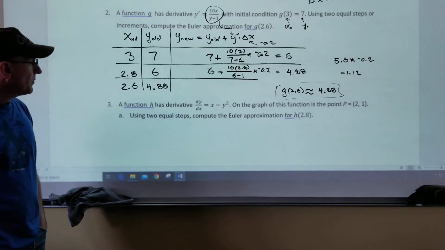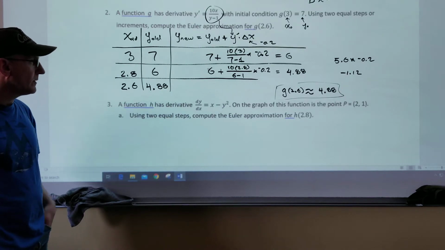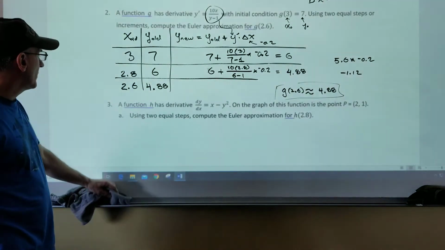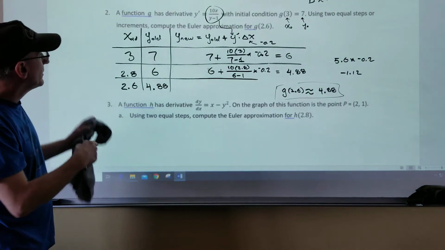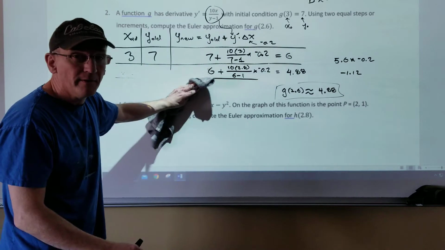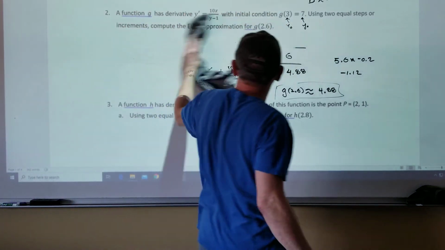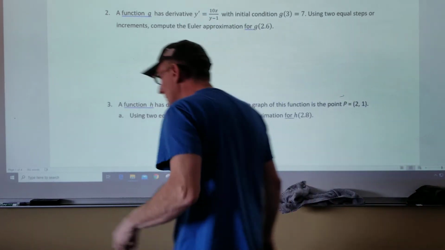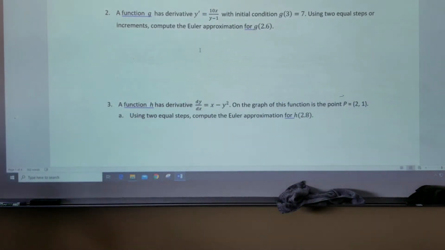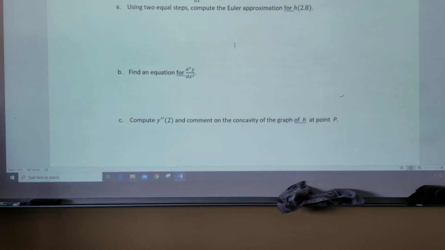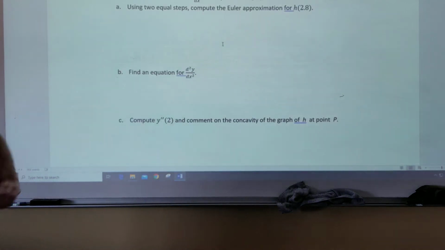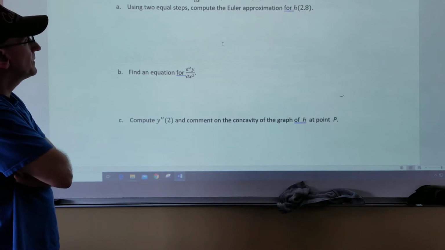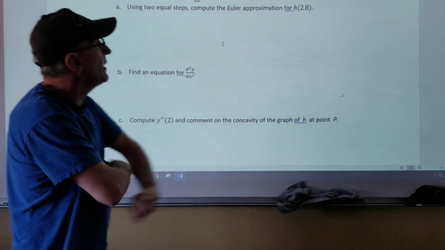Okay, the next problem, problem 3, has got an Euler approximation in it. I'll scroll this up and we'll get going on it. But it's got a lot of other fun stuff to do too. They're not necessarily related to the Euler calculation at all. Part A. Using 2 steps, compute an Euler approximation for 2.8.